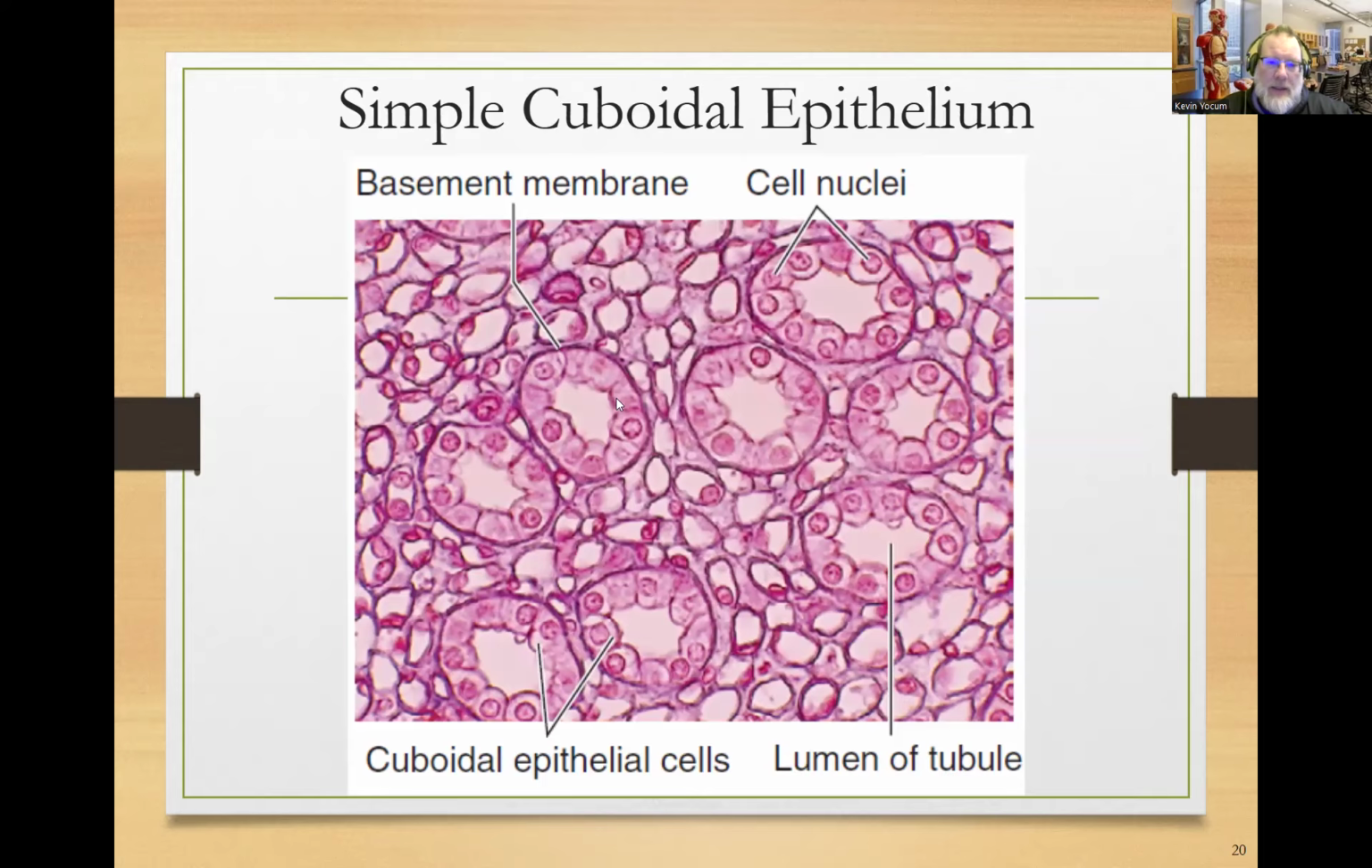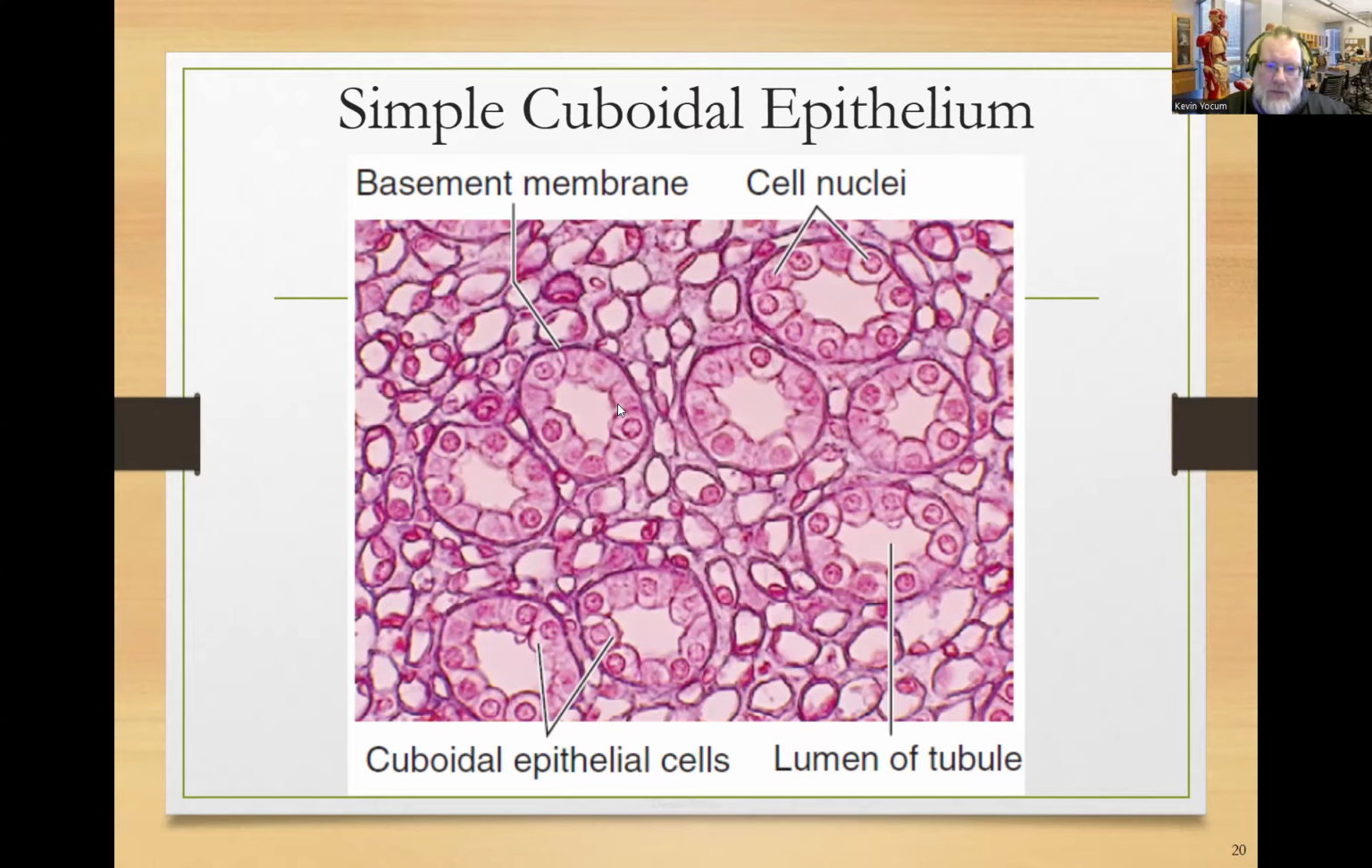This is a nice image of simple cuboidal. Again, you can see, first of all, I identified the basement membrane. It's this dark line. But we also see the nuclei of each cell. And then these are connected with some sort of tight junctions or desmosomes. Probably a tight junction there, keeping these together. And again, this is the surface, so this would be the superficial aspect of the cell. And then down here, the basement membrane is going to be the deeper aspect.